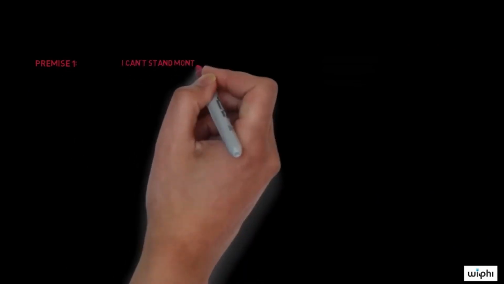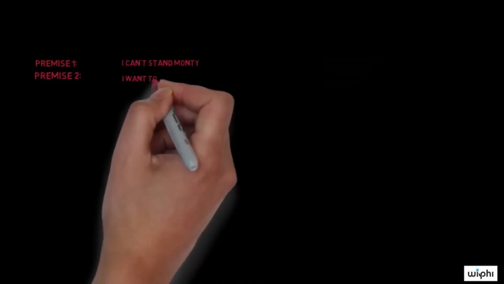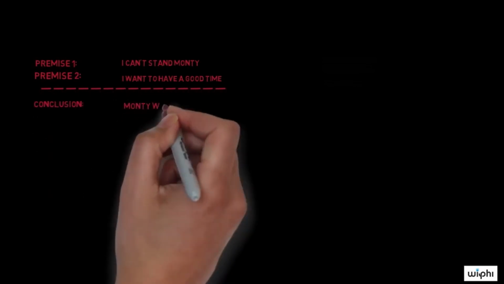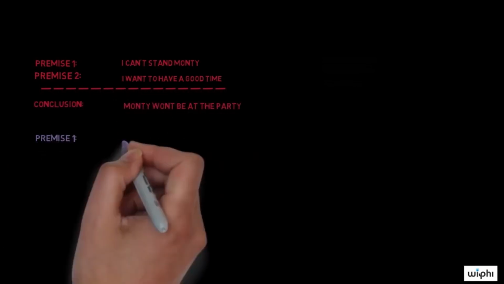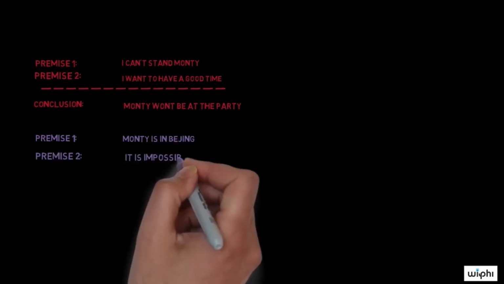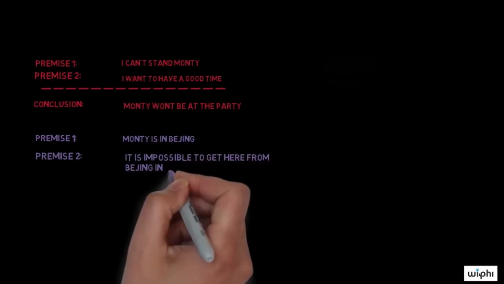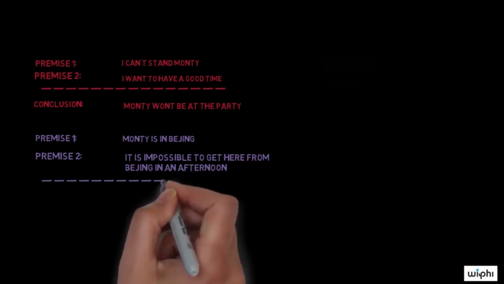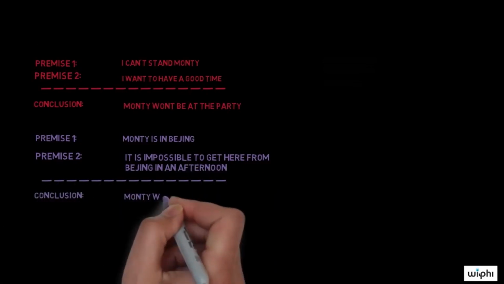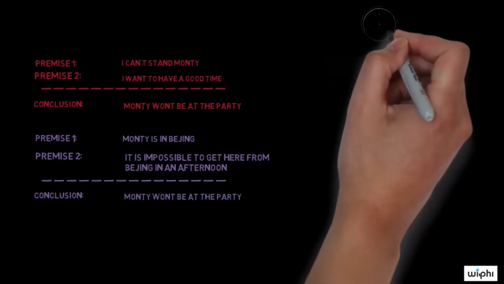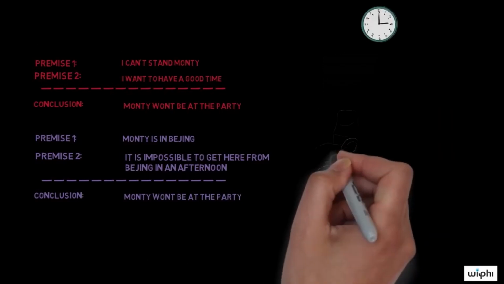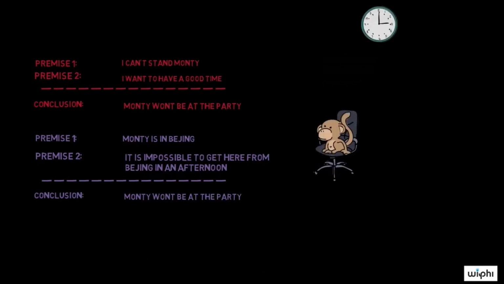The red argument is the first response that she gave. Two premises, I can't stand Monty and I want to have a good time. And the conclusion is Monty won't be at the party. And the third argument, which we'll put in purple, consisted also of two premises. Monty's in Beijing and he can't get from Beijing to the party in time, so he won't be at the party. Now, as I indicated before, the first argument is not good, while the purple argument is good.